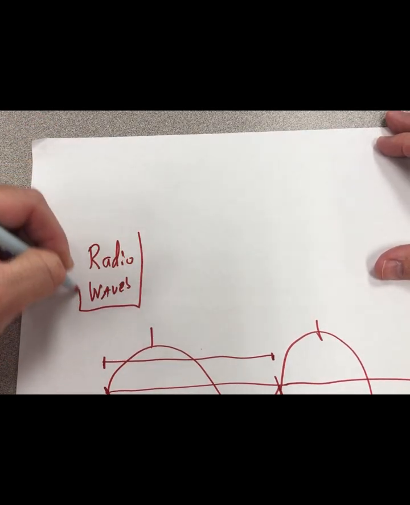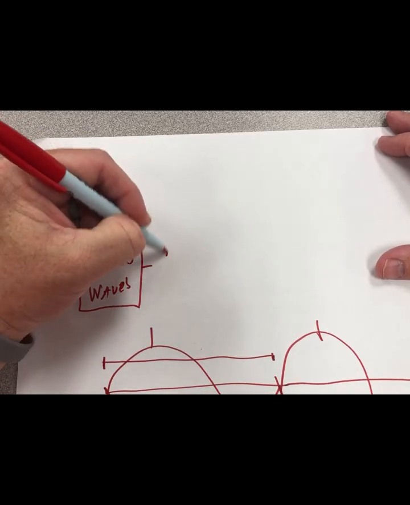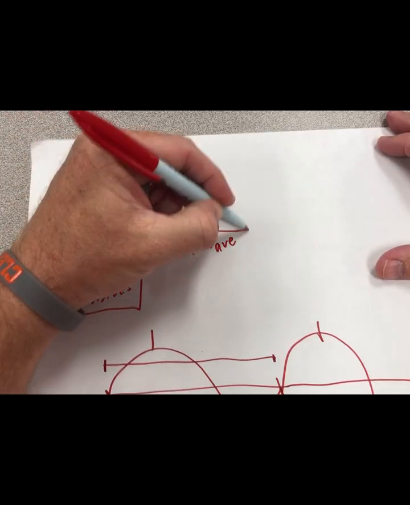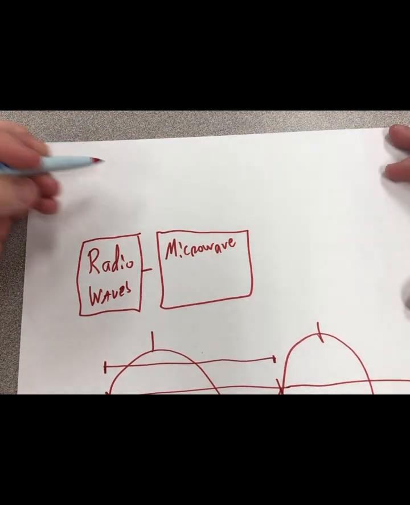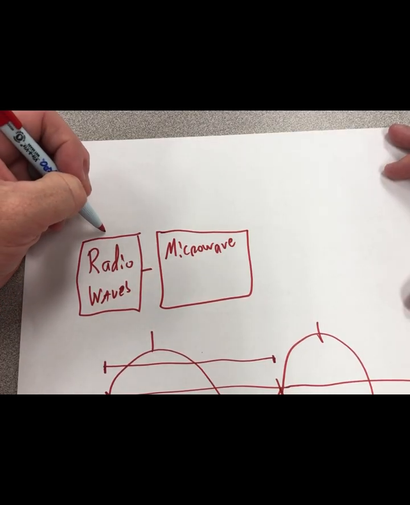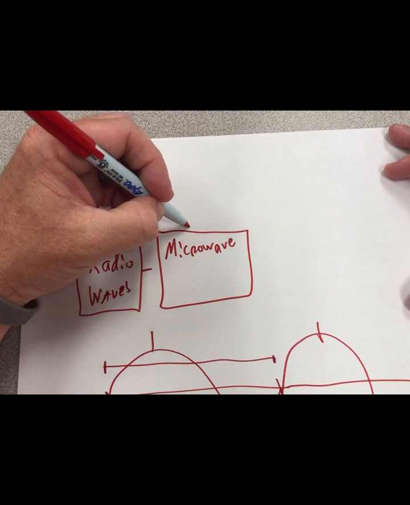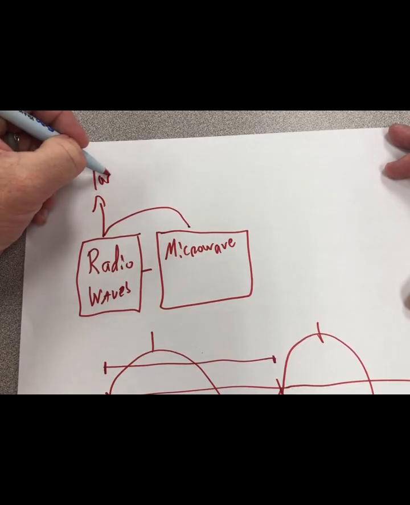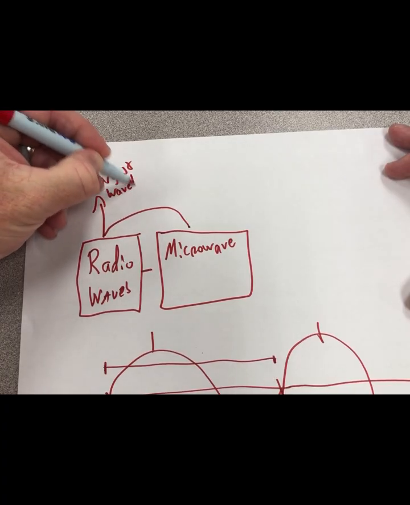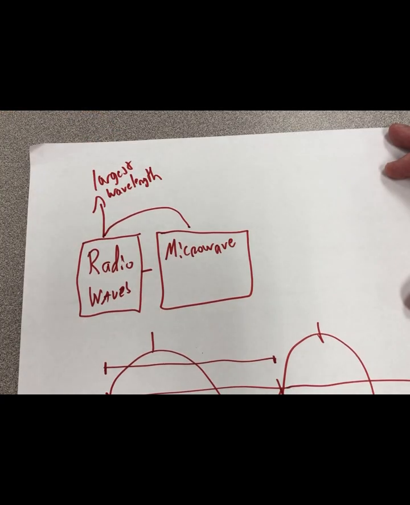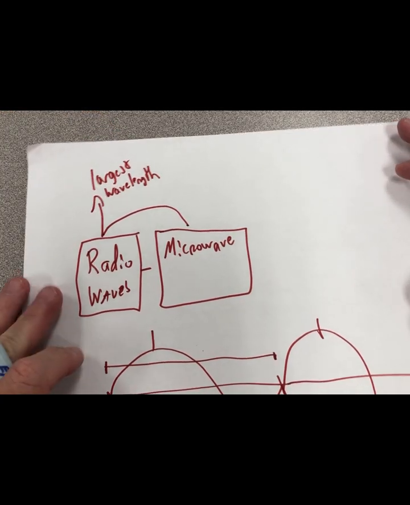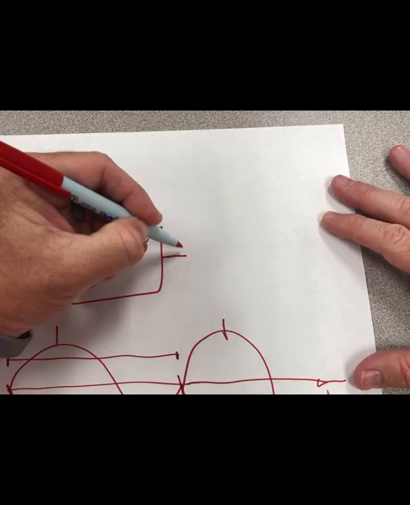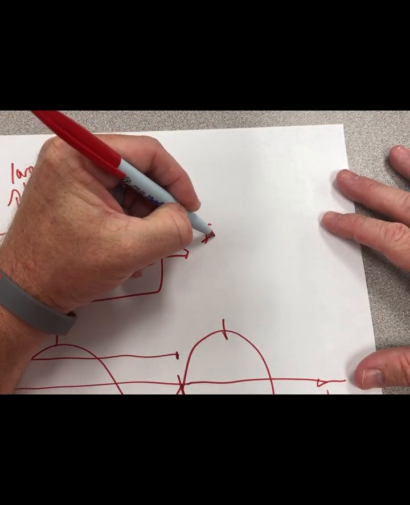Now, your second type of wave is your microwave. Our wavelength, as we're going from radio to micro, gets a little bit smaller. So radio, as we said before, is the largest wavelength. Our next one, get this moving right here, is infrared.